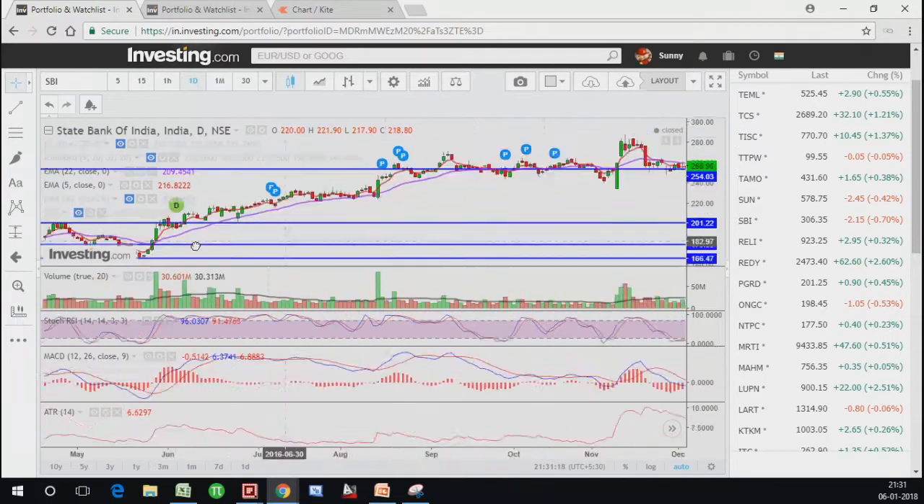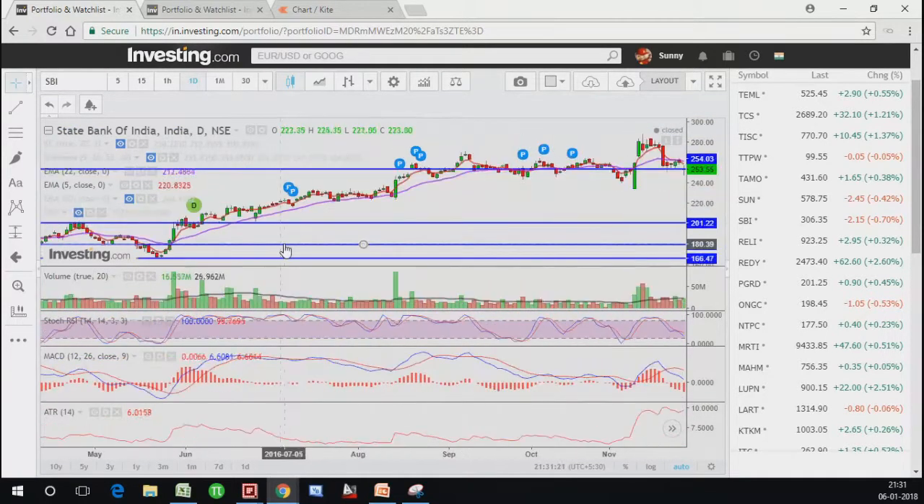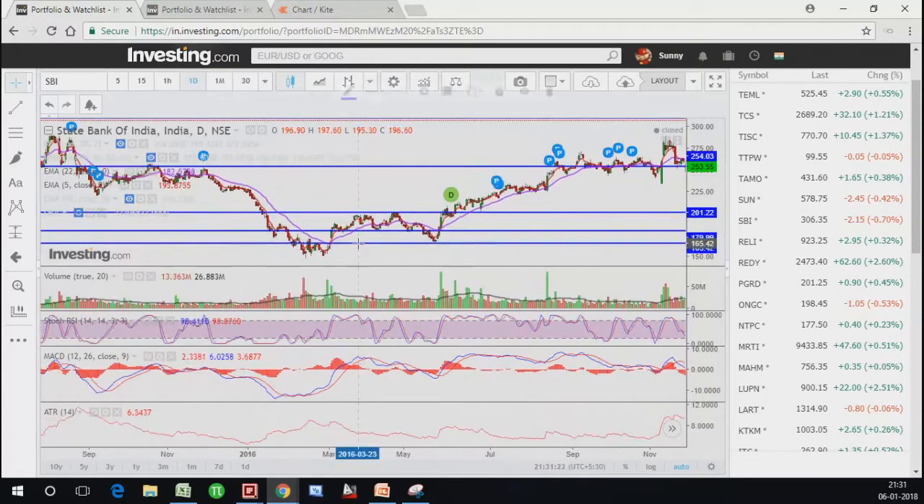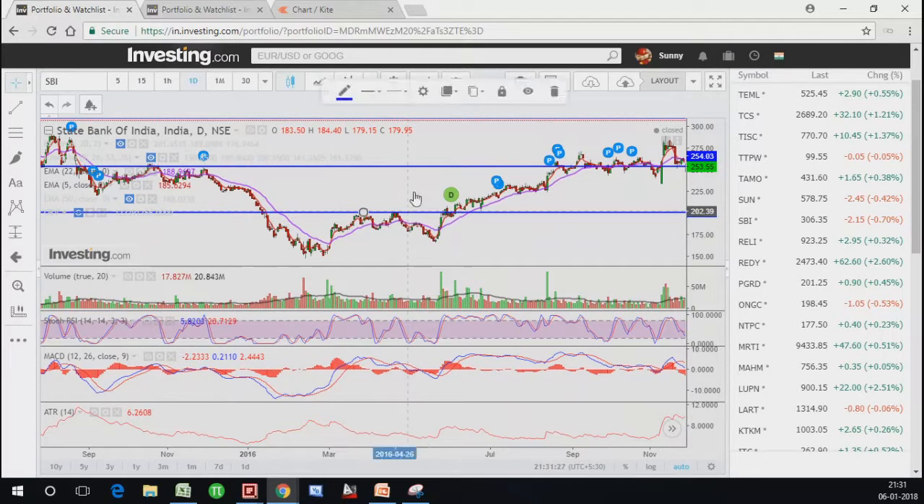So we are looking for confirmation, and we are trading the confirmations. All right, so now again, this is support and resistance. Now what about the trends?